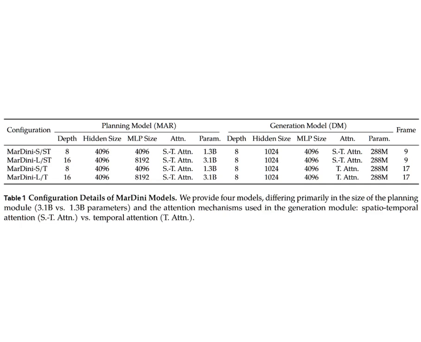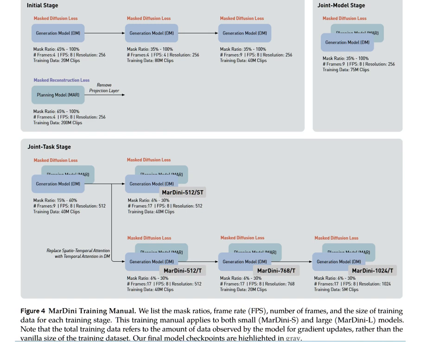MarDini is clearly a big step forward for AI video generation, but where do we go from here? So there are some really exciting avenues for future research. One area they're really keen on exploring is how to incorporate text prompts into the process. So instead of having to feed it visual data, you could just tell it what you want, and it would create the video for you. That would be incredible.